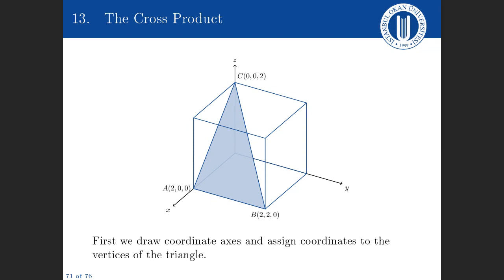The corner at A must be at the point 2, 0, 0. The corner at B must be at the point 2, 2, 0. And the corner at C must be at the point 0, 0, 2. And then we can use our previous method. We can choose 2 vectors. I'm going to use the vector from A to B, and the vector from A to C. I'm going to do the cross product of these 2 vectors, calculate the norm of their cross product, and then divide by 2.